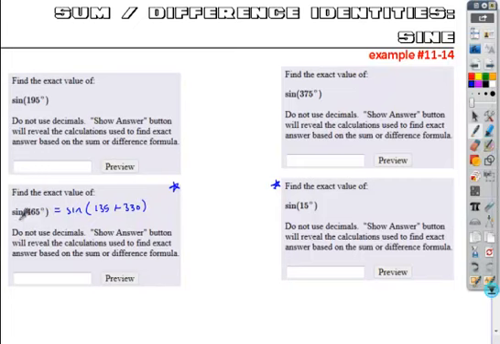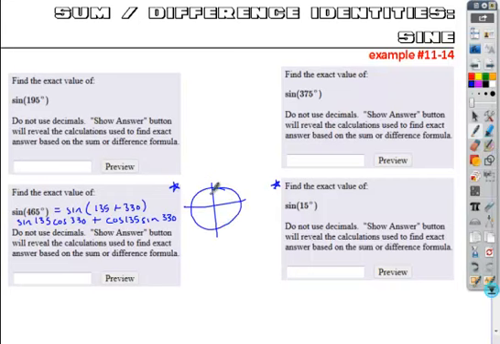into these two. And this gives me, here, the sum identity for sine: the sine of the first, the cosine of the second. Same sign, so plus. And then I switch the trig ratios, cosine of the first, sine of the second. So those would be my values.